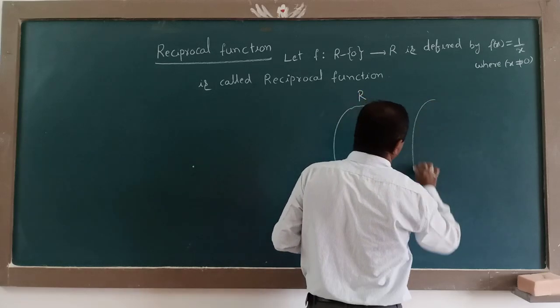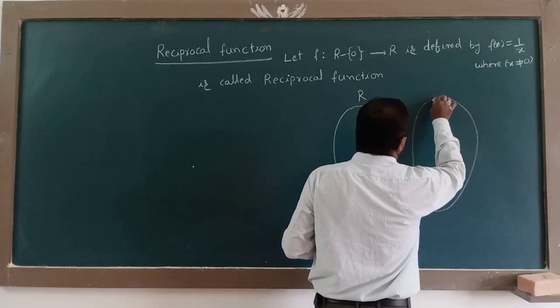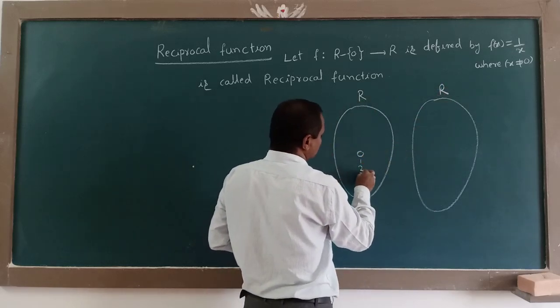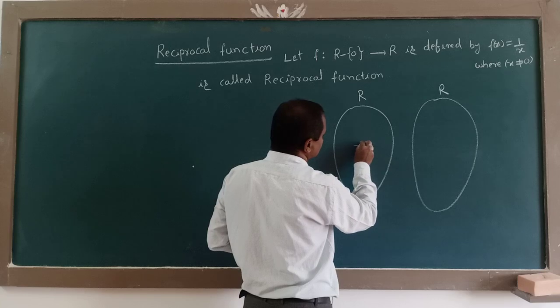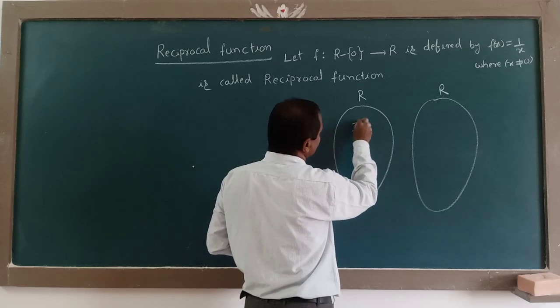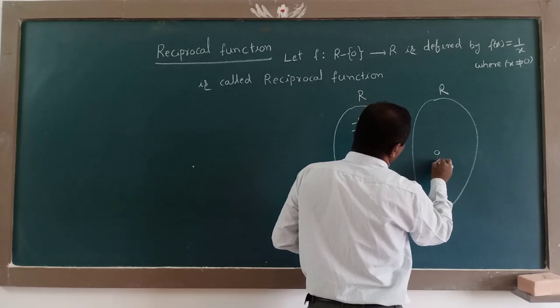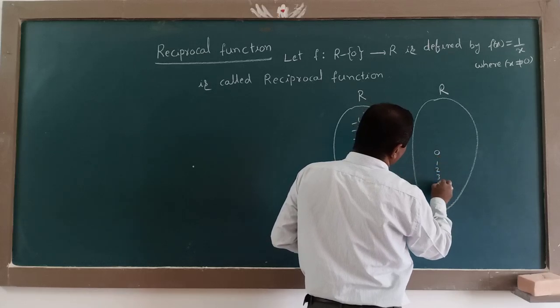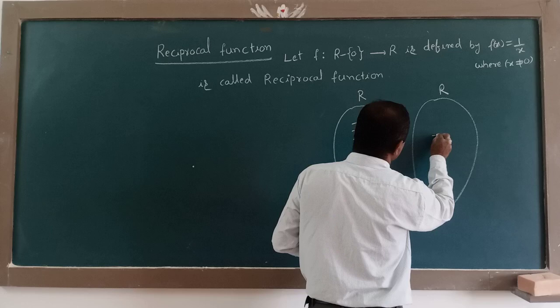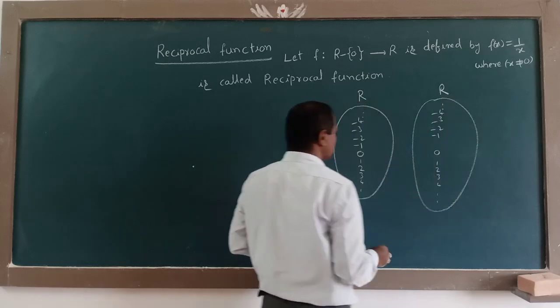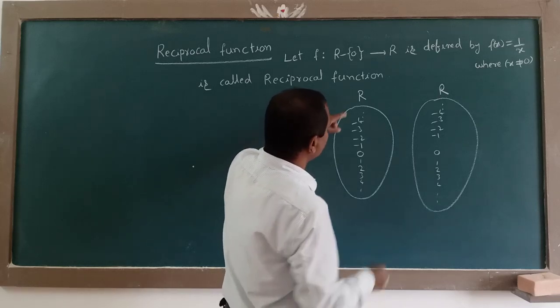Here, the set of all real numbers: 0, 1, 2, 3, 4 and so on; minus 1, minus 2, minus 3, minus 4. Here also 0, 1, 2, 3, 4 like this; minus 1, minus 2, minus 3, minus 4 like this. Other than 0, you can take any value.